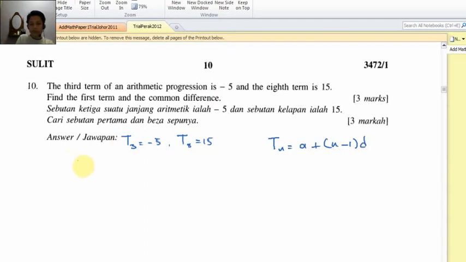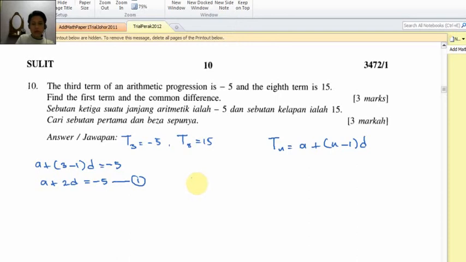So when n is equal to 3, then T3 is minus 5. And then we can apply that formula. It becomes a plus n minus 1, n now is 3, 3 minus 1 d. That is equal to minus 5. So a plus 2d equal to minus 5. So this is the first equation.